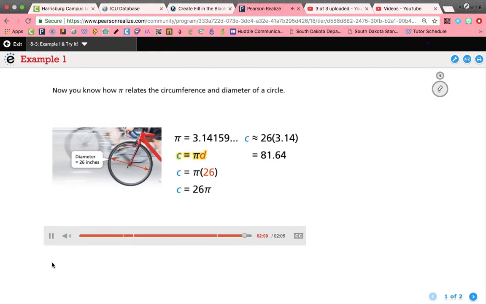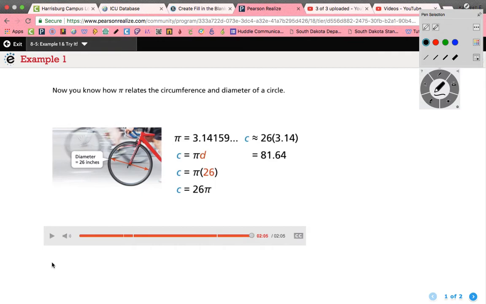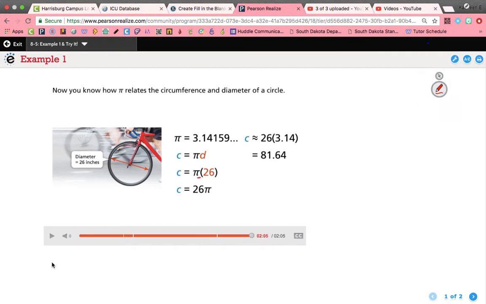Now you know how pi relates the circumference and diameter of a circle. When we get into doing the practice problems, they're going to ask you to answer them in one of two ways. One of them is where you have the pi symbol as part of your answer, so 26 pi would be the answer.